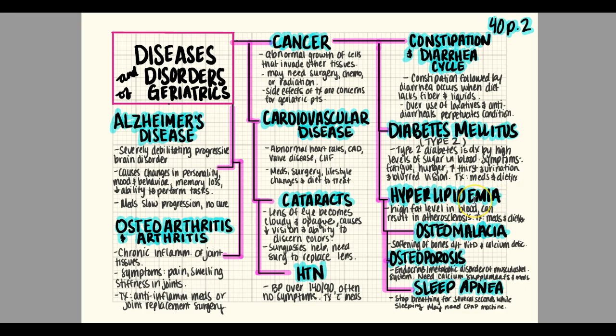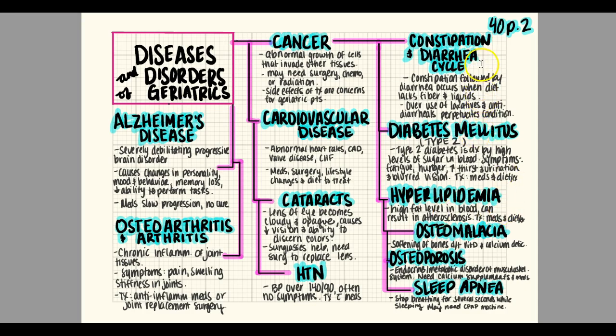Hypertension is a common concern for an aging population. That is a blood pressure over 140/90. It is often accompanied by no symptoms, so it's asymptomatic. Treatment often includes dietary changes, exercise, and medications.